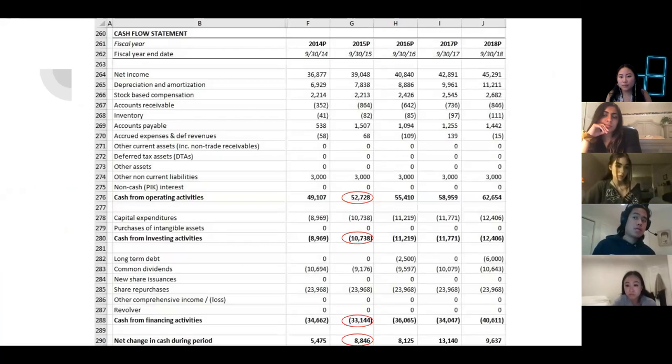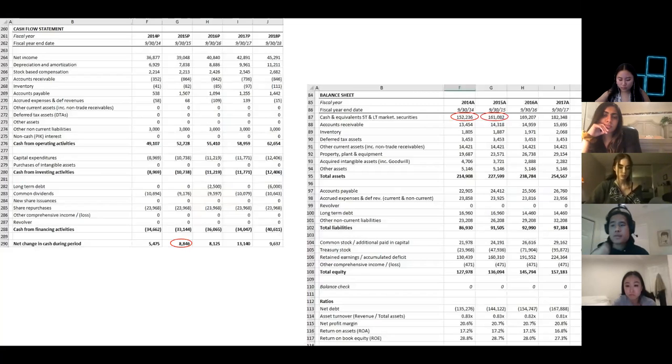So here's just an example. Again, most of these numbers are taken from the equity research report, so I will link that so you guys can refer to that as well. And then balance sheet, cash and cash equivalents, you'll want to take that number and then adjust it based on all the operating, investing, and financing activities.